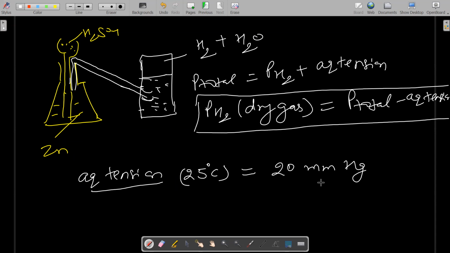And Dalton's theory always applies at a given temperature. T is constant and volume is also constant, so the aqueous tension value will be fixed. Theoretically, we take the value only at room temperature. Understood? Yes, ma'am. Okay.